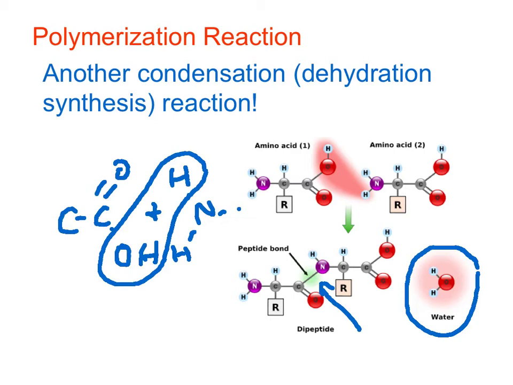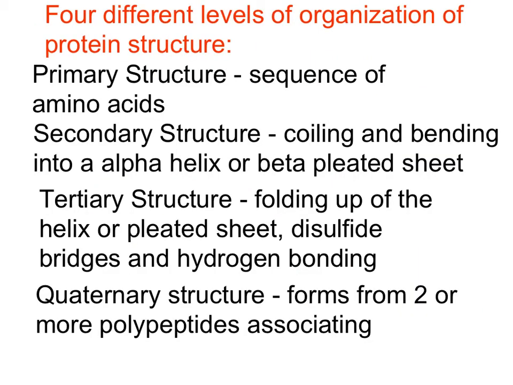When we do nucleic acids next, I'm going to introduce another new type of bond. So just to keep it straight, peptide bonds connect amino acids in protein structure. Anytime you see the word peptide, think protein. So I'd have to say that proteins have the most complex structure out of all the molecules that we've been studying so far.